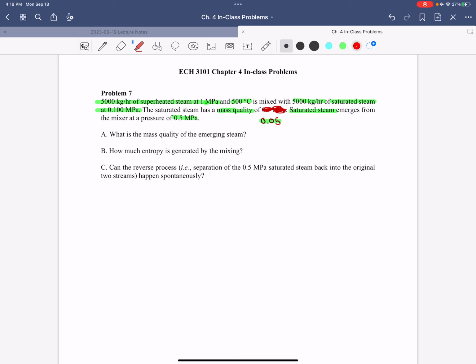And so for this process, we want to determine what is the mass quality of the emerging steam, how much entropy is generated by the mixing, and then as a sort of hypothetical question, we want to determine if we could actually do the reverse process spontaneously. And that is, take some sort of steam and then split it into the original two streams. Based on the information in this problem statement, I want you to pause the video here and sketch out the process flow diagram.